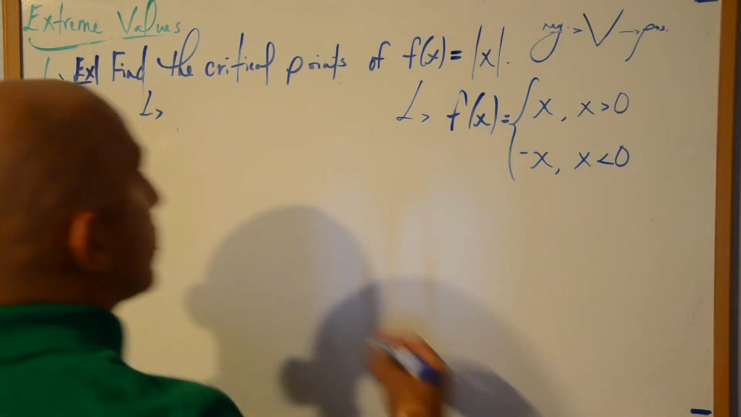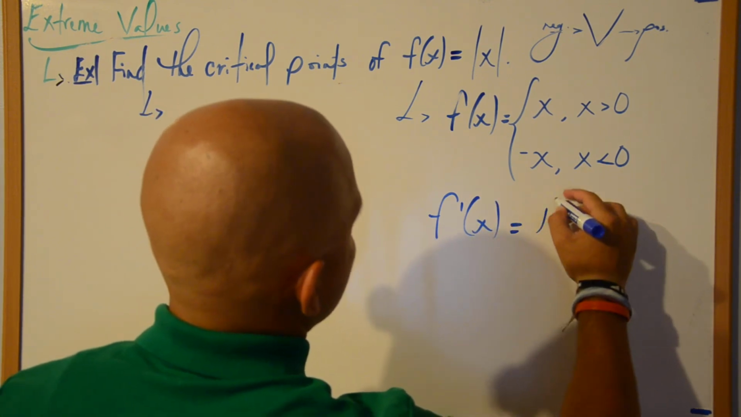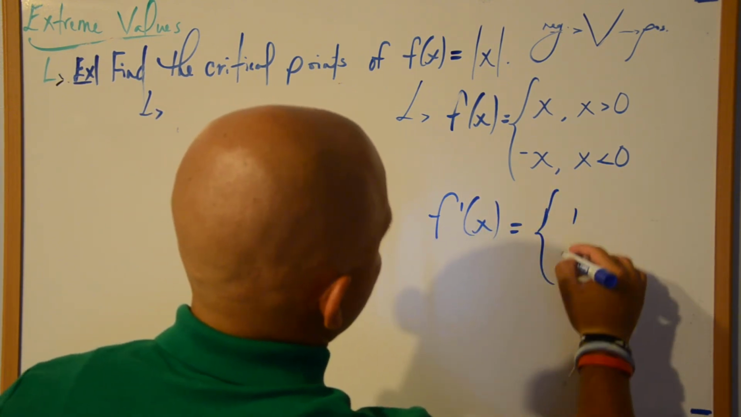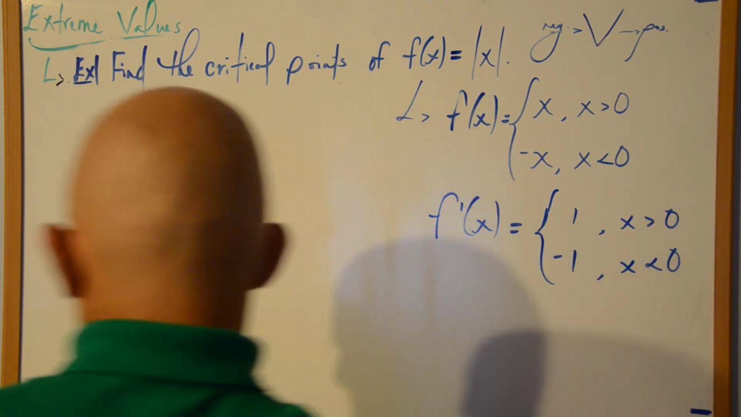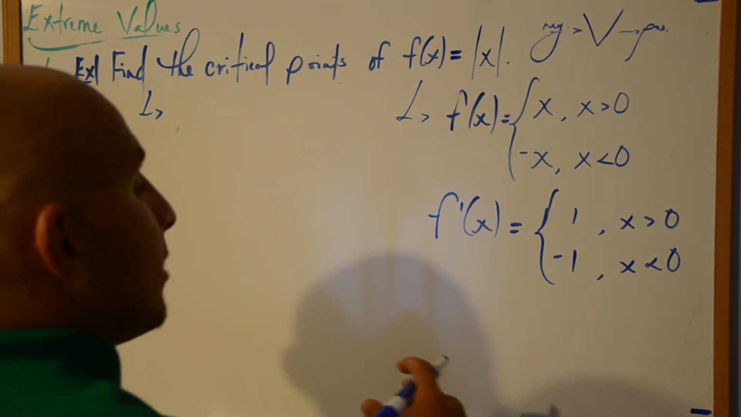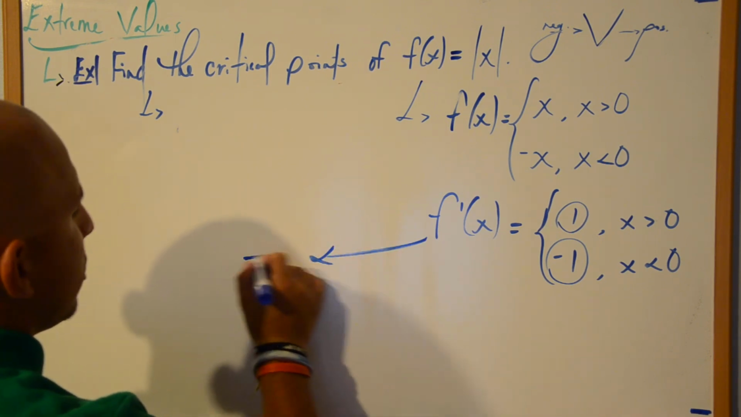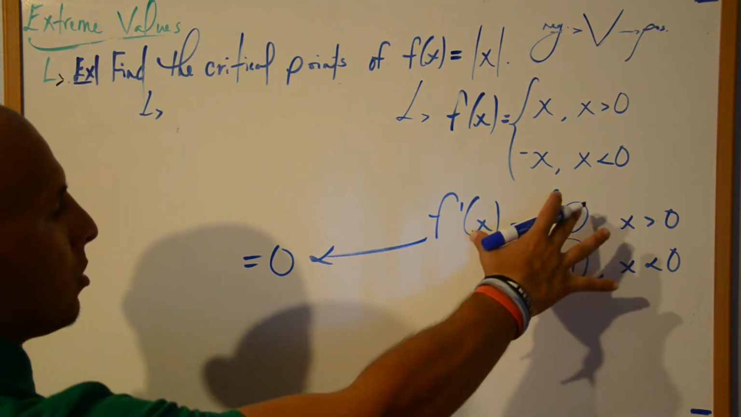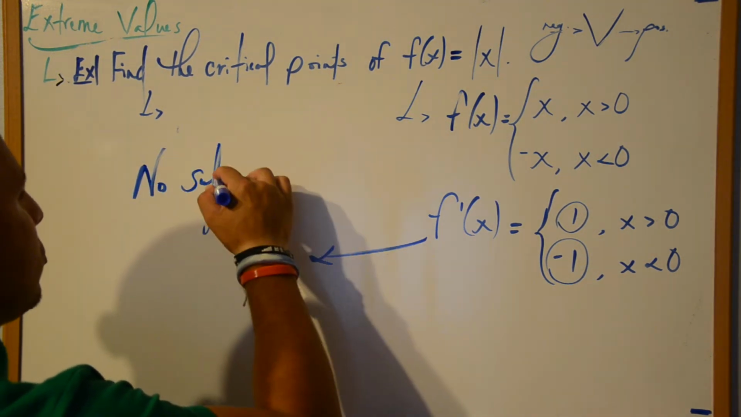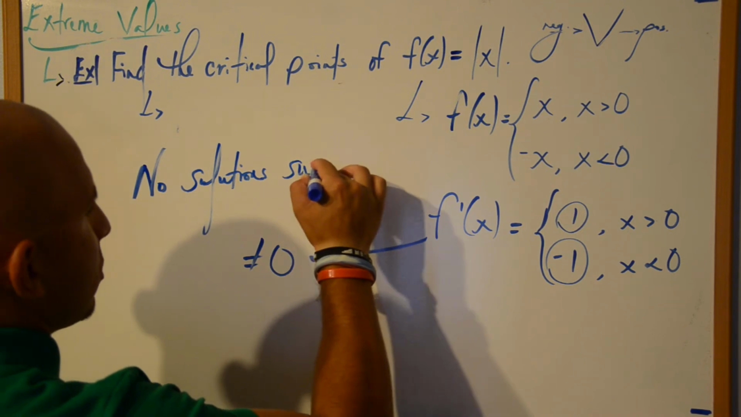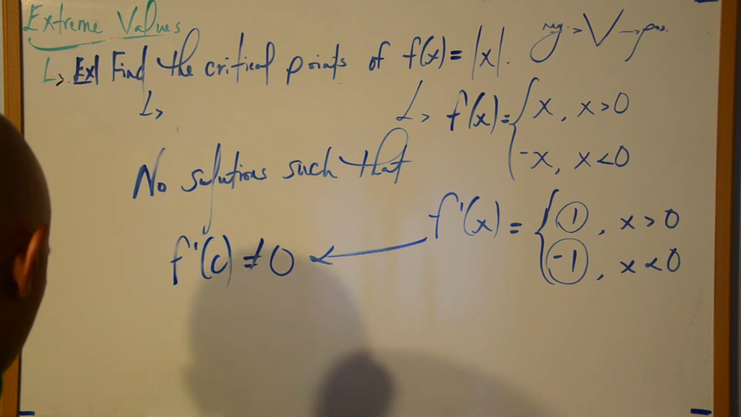Once again, we're going to take the derivative. So f prime of x is equal to 1 and negative 1, once again, for these intervals. And you'll notice our derivatives are constants. But if we're supposed to set the derivative equal to 0, this becomes an impossible conundrum. So we have no solutions such that f prime of c equals 0.